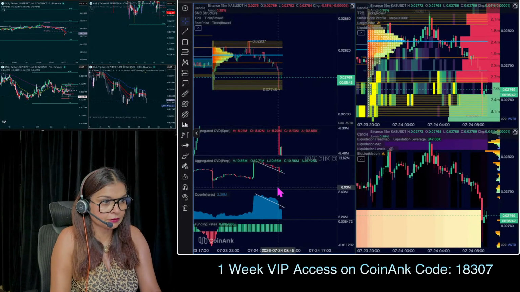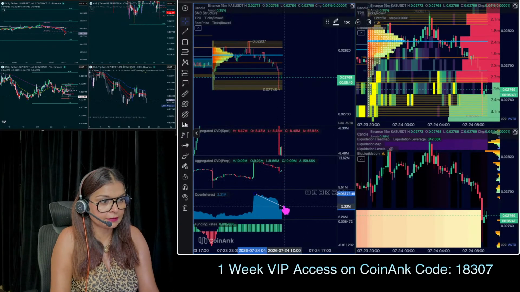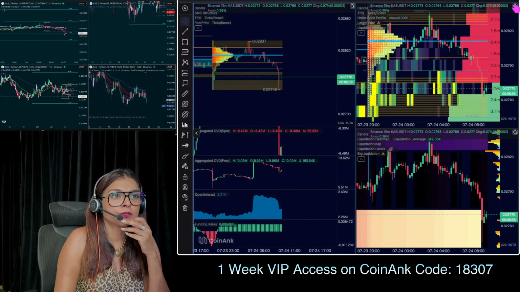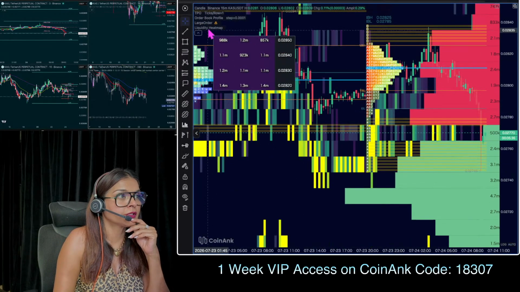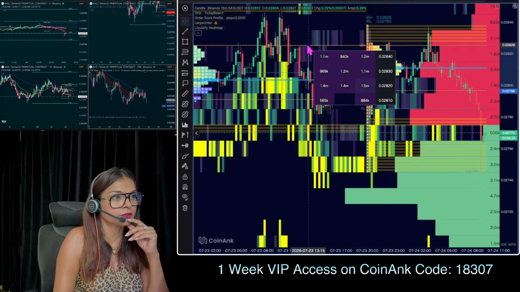Let's have a look at CAS. I don't like all these lines on my chart. Let's have a look at what is going on. Let's get rid of the liquidity heat map. Well, let's have a look here first.